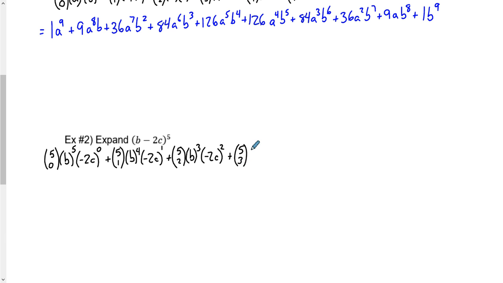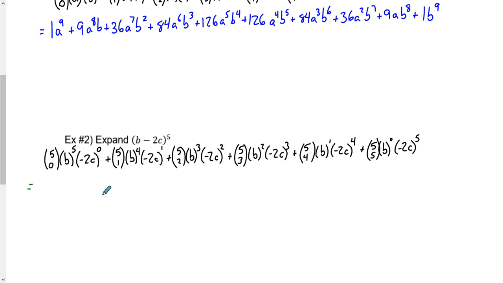5C3, b squared, negative 2c to the power of 3. 5C4, b to the power of 1, negative 2c to the power of 4. And finally, 5C5, b to the power of 0, negative 2c to the power of 5. I'm going to show you the intermediate step, because we don't have everything calculated out, and we have to actually apply some exponents here.